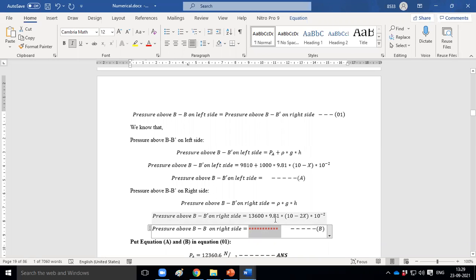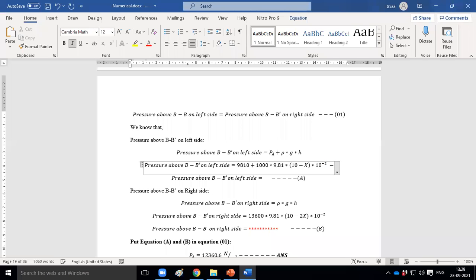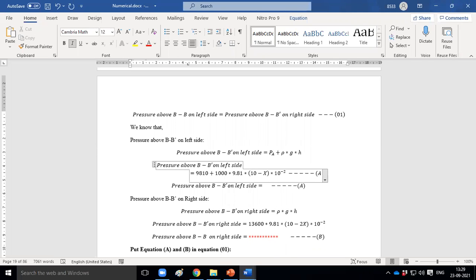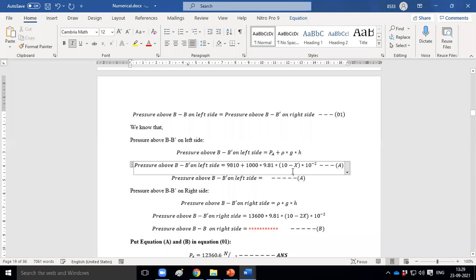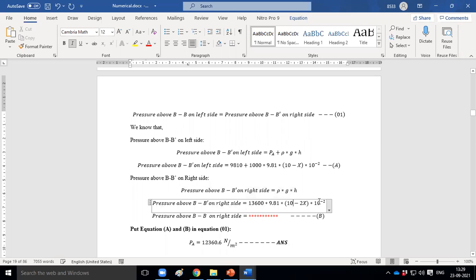That is 13,600 into 981 into 10 minus 2x. Or instead of simplifying that, you can keep it as it is and consider this equation as B. Just make it again a simple format. We can remove this one, A, not required. You can call this equation number B. It is better for the calculation. We can remove this part.